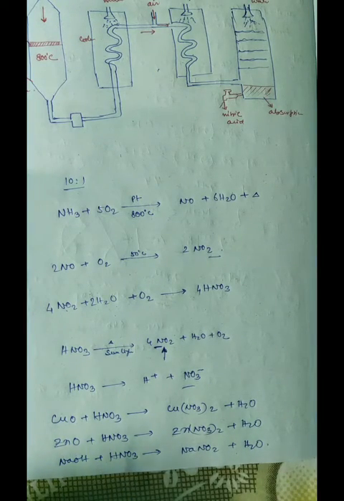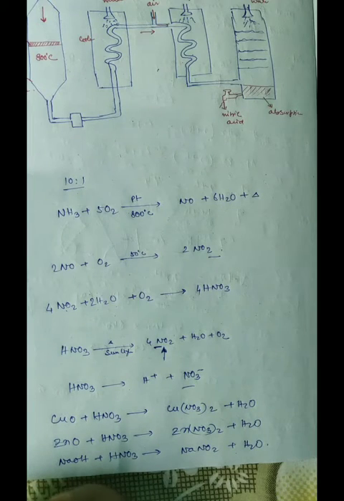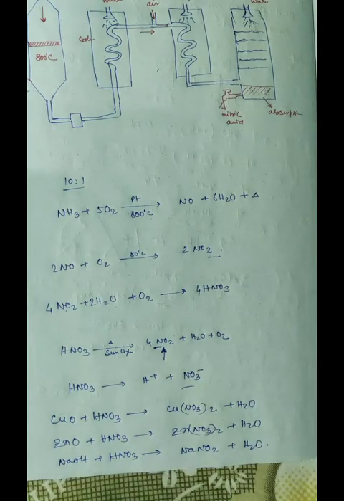Action of sulfite and bisulfite. When potassium sulfite reacts with nitric acid, we get potassium nitrate plus water plus sulfur dioxide. Now, when copper sulfite reacts with nitric acid, we get copper nitrate plus water plus sulfur dioxide.